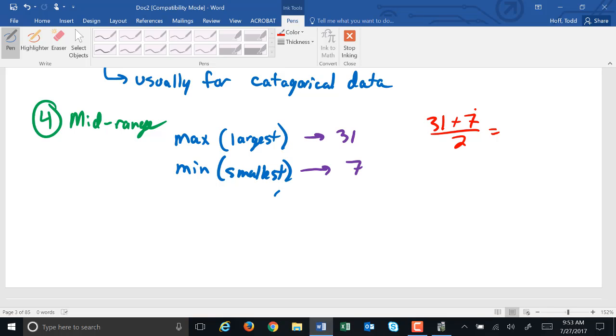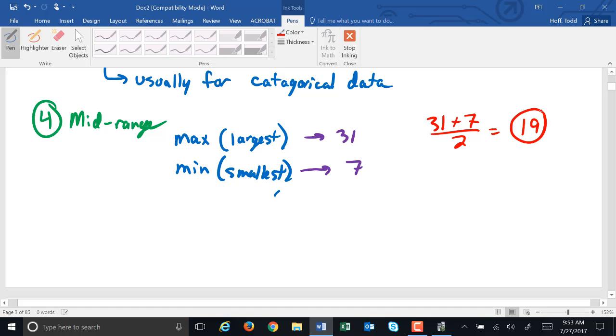Well, what it does is division, in order of operations, division happens before addition. So it's just going to divide the 7 by 2 and then add it to the 31. So you want to do 31 plus 7, hit equals, and then divide, which is going to give you 19. Is our mid-range.